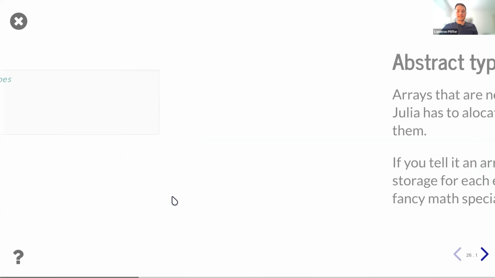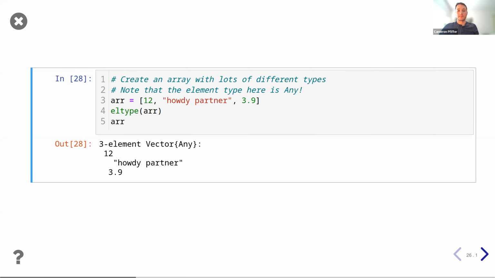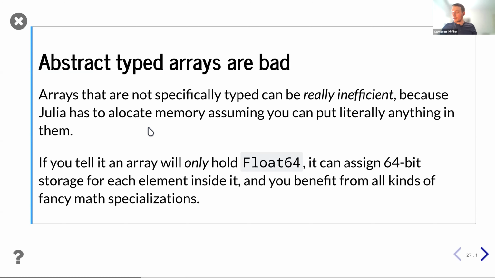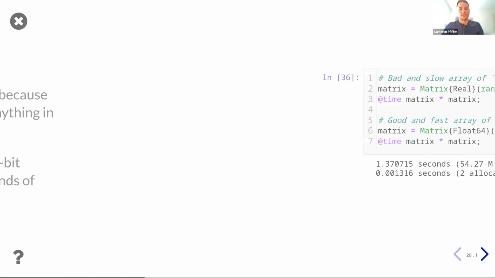So this is an example of a thing that is bad. Abstract typed arrays are bad. Arrays that are not specifically typed can be really, really inefficient. If you tell it something is Float64, it can assign all kinds of storage, and it can do all kinds of fancy math when Julia knows that something only has Float64s in it. If you give it an Any array, it's going to have a ton of trouble.